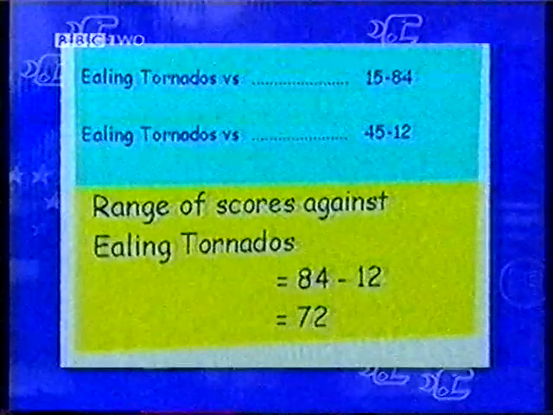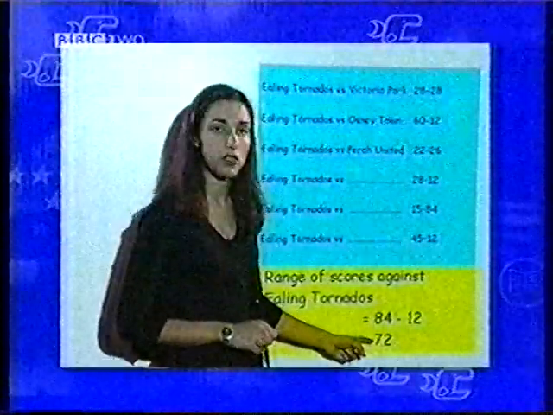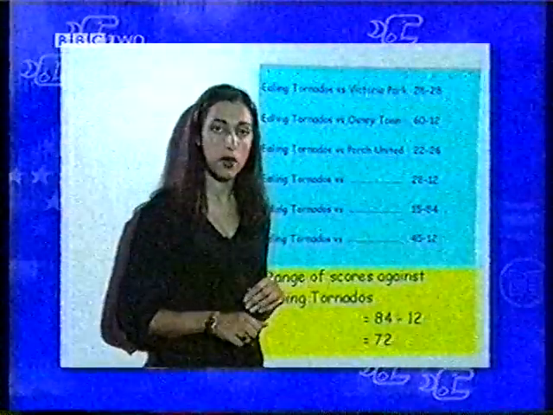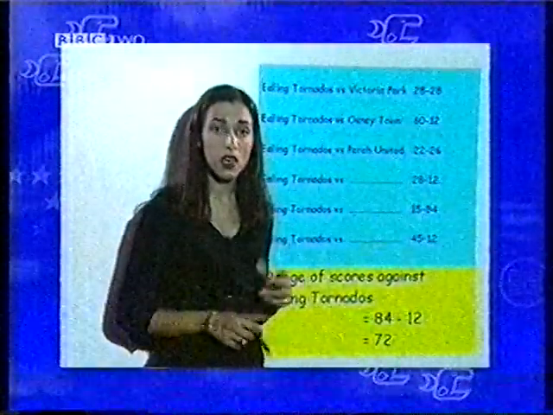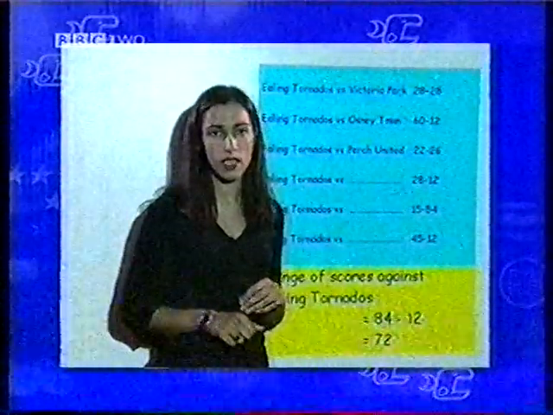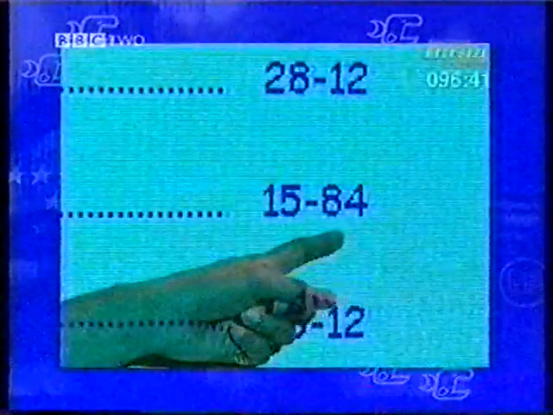Now if we take this information of the range being 72, which is a large range, along with the knowledge that the modal average for the opponents of the Ealing Tornadoes is 12, we can see that in general the Ealing Tornadoes do not let their opponents score very highly, but on one occasion they have. Well, I reckon the team look pretty promising and the coach will give them a chance. OK, a fair amount to take in there. Let's summarise.